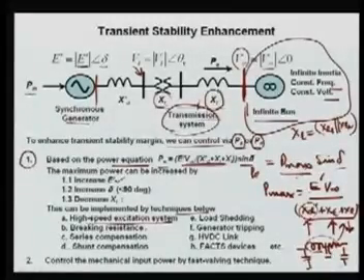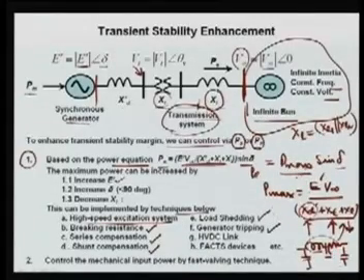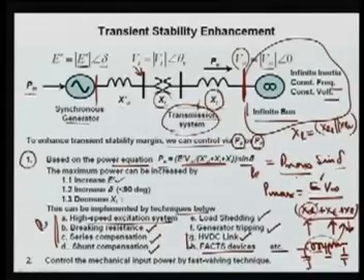We can have some braking resistance. We can use some series compensation. We can use some shunt compensation. We can use some load shedding. We can use generator tripping. We can use some HVDC link, and we can use some FACTS devices. These FACTS devices we'll discuss in module number 4, and we'll see all these in that module. So this is etc., several other techniques that can be implemented. So this is basically for controlling the electrical power. Another is to control the mechanical input power by the fast valving technique.